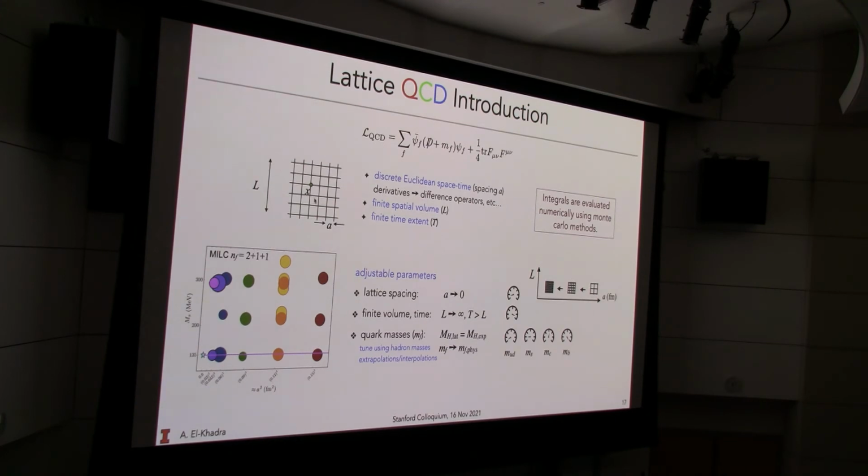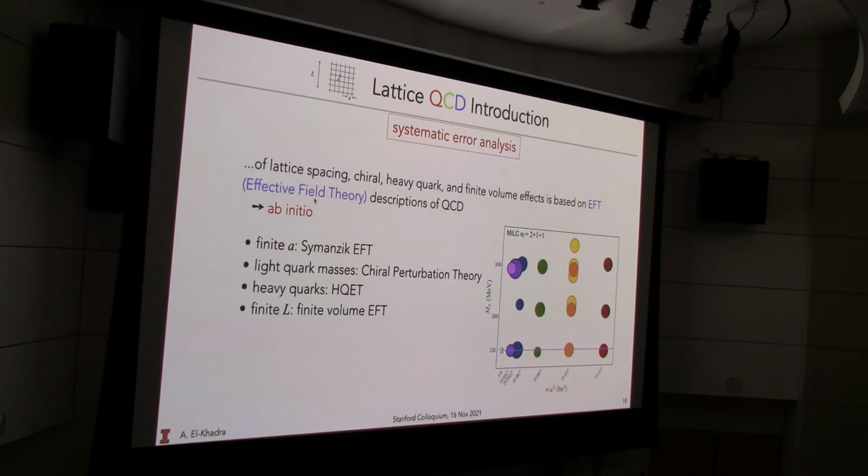Okay, but we still need guidance for how to extrapolate or interpolate to the physical point, and this is part of the systematic error analysis. This is where the effective field theory description provided by the flavor symmetries becomes important, and other effective field theory descriptions also become important. So long ago, Symanzik developed an effective field theory description that allows us to describe discretization effects. Again, it's using separation of hadronic scales and short distance scales, and allows us to describe discretization effects in terms of a series of continuum operators and continuum states.